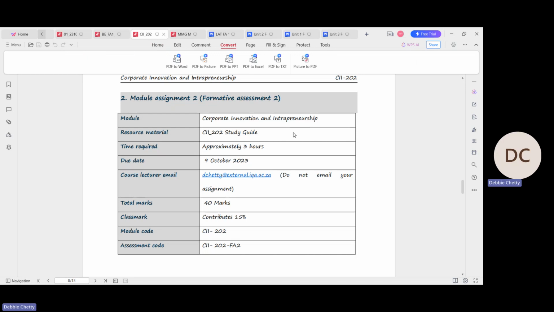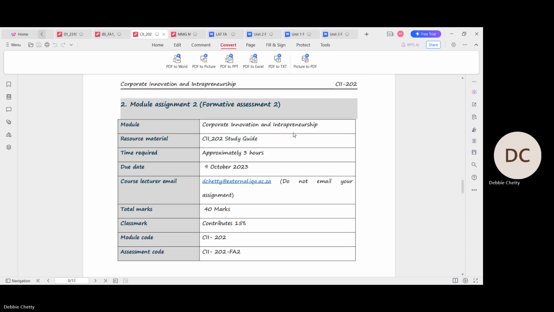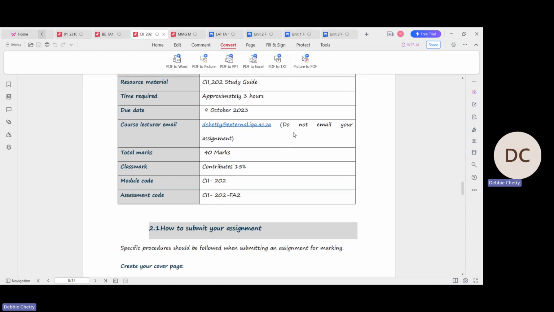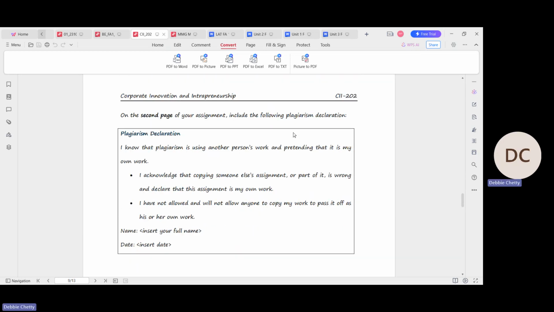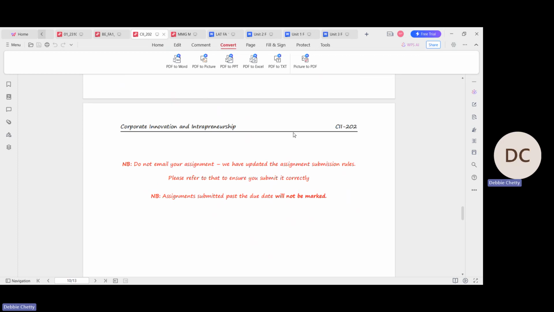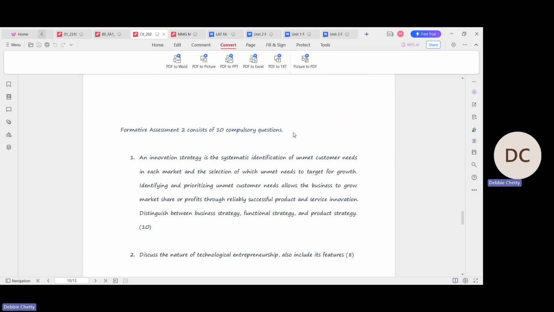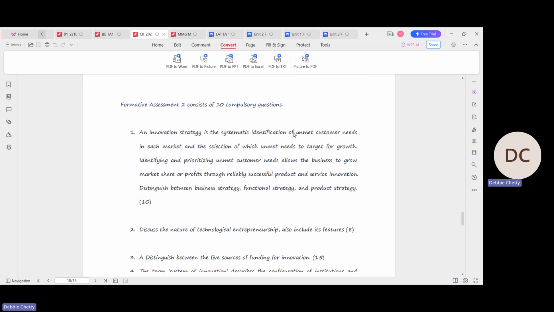Your assignment is due on the 9th of October. It's out of 40 marks. It contributes 15% towards your final mark, and you have to complete it on ICANN as well. So you know that you have to complete it online only. Please note that no emailing of assignments is allowed, and if you submit your assignment past the due date, it will not be marked. As you can see, the questions comprise short questions and multiple choice or true or false questions. So let's start off by explaining question one.